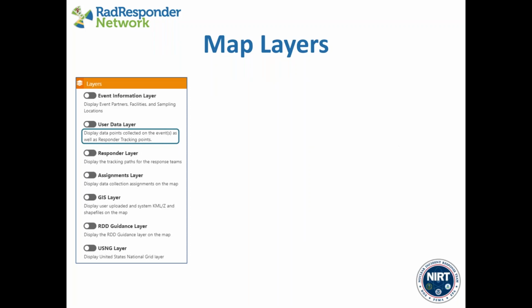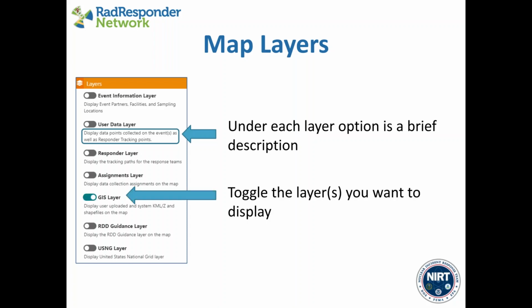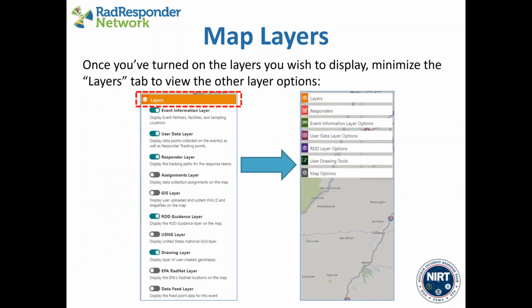Okay, so just for another quick basics on the map layers. Under each layer, there's a brief description explaining the functions of the layer. To enable a layer, you need to toggle the desired layer or layers located underneath that orange main layers tab. Once you enable all your desired layers, you'll just click that orange tab to minimize the options and to open up your layers that you just enabled.